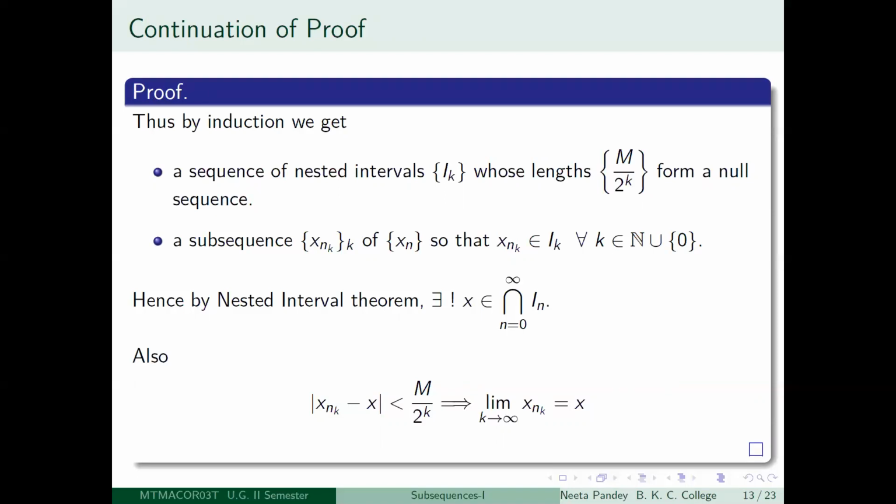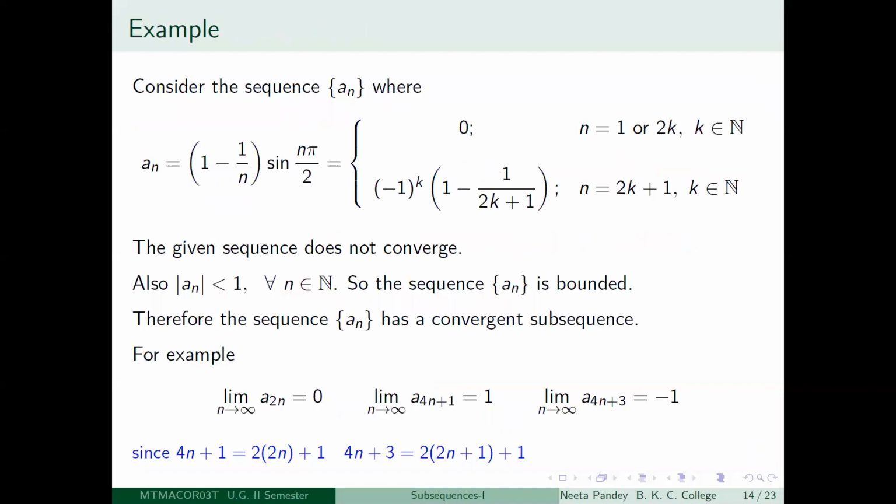And that is going to be your assignment, that you have to use the nested interval theorem and prove the Bolzano-Weierstrass theorem for sets. That is, use the nested interval theorem to show that every infinite bounded subset of real numbers has a limit point. So this is your assignment.